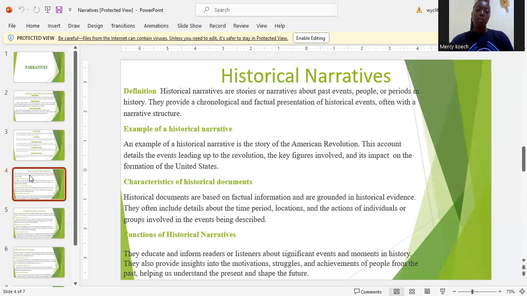Example of a historical narrative. An example of a historical narrative is the story of the American Revolution. This account details the events leading up to the revolution, the key figures involved, and its impact on the formation of the United States.